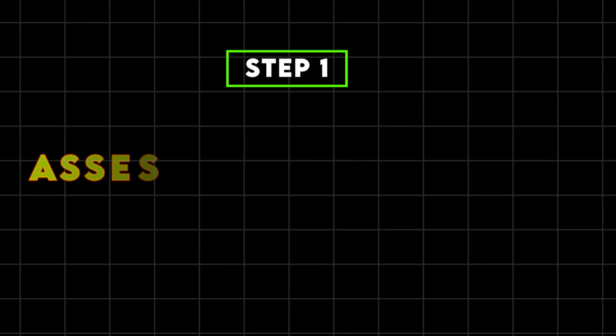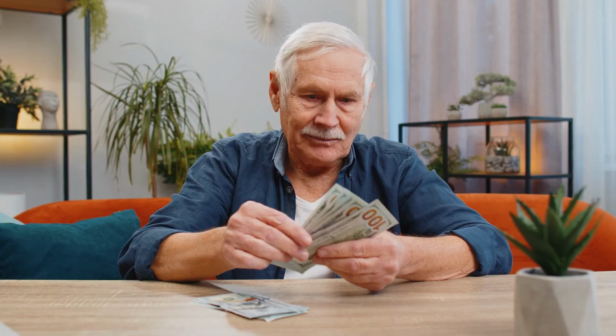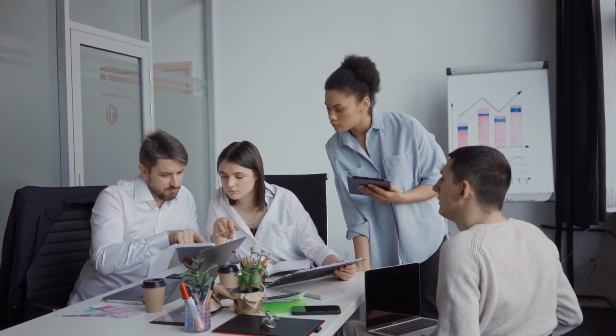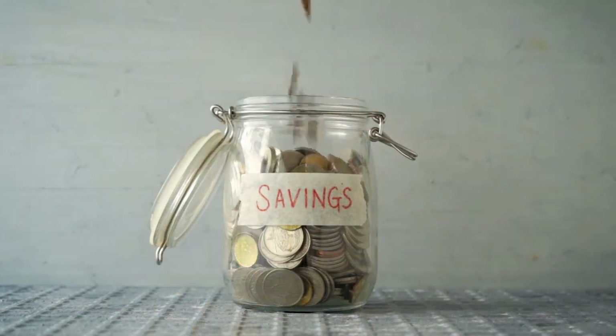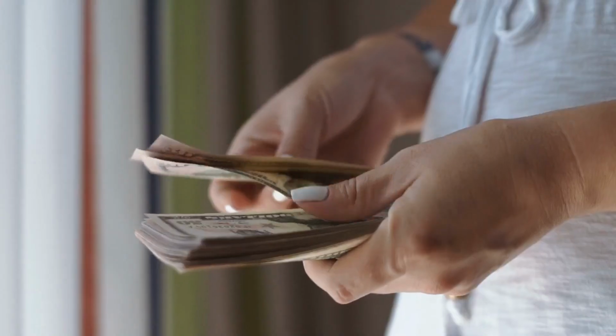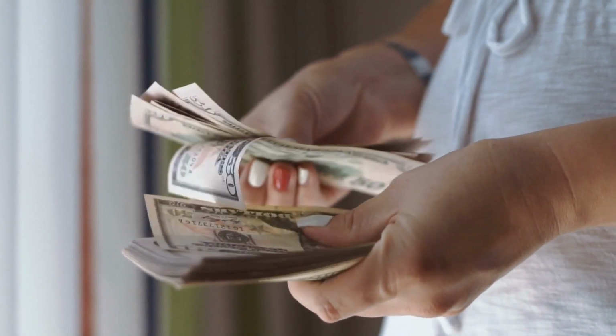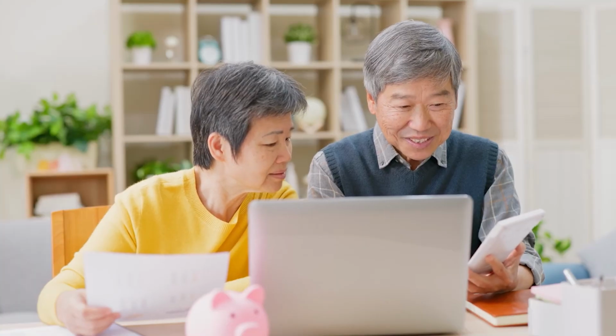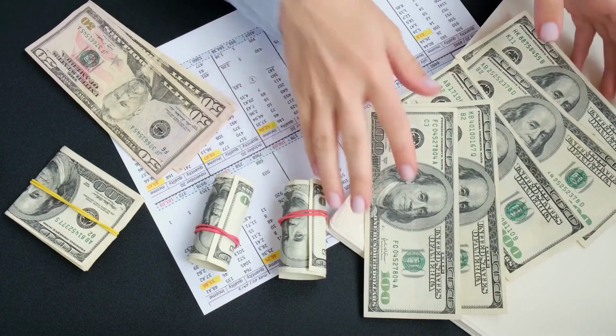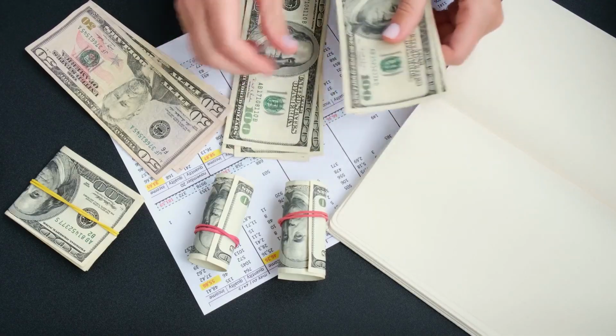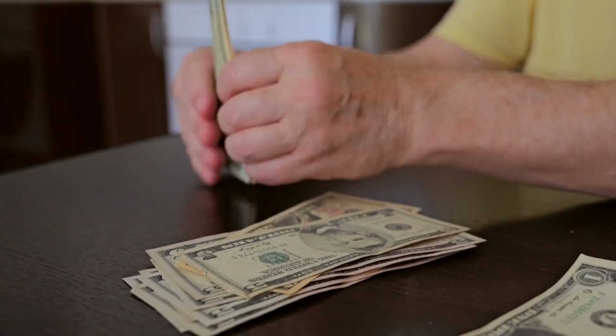Step 1. Assess your financial goals. The first step in crafting an effective investment strategy is to assess your financial goals. Begin by identifying both your short-term and long-term objectives. Short-term goals might include saving for a vacation or building an emergency fund, while long-term goals often revolve around significant milestones like retirement or purchasing a home. Clearly defining these goals will provide a roadmap for your investment decisions.